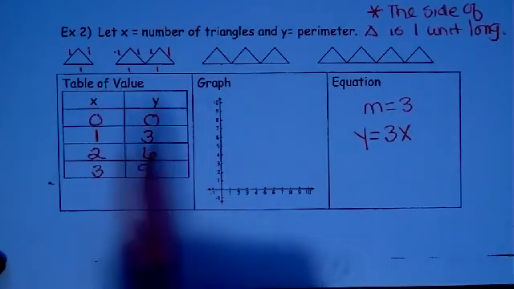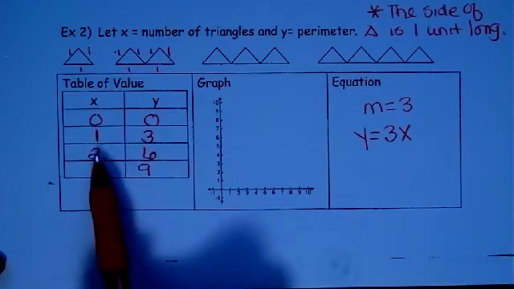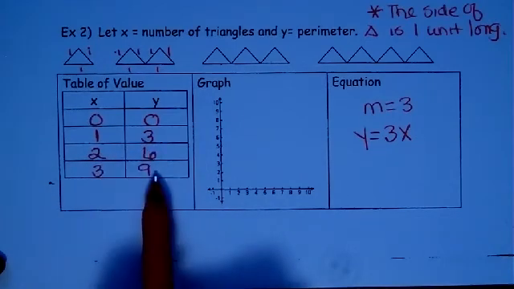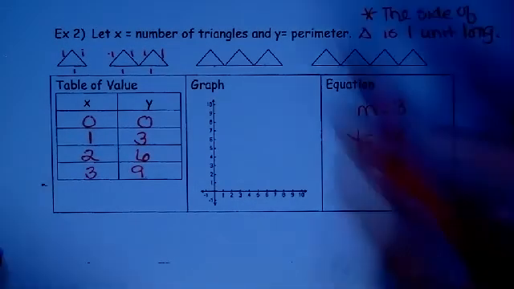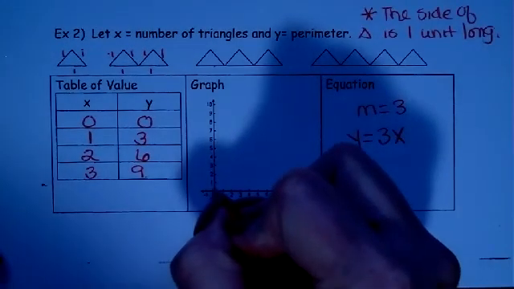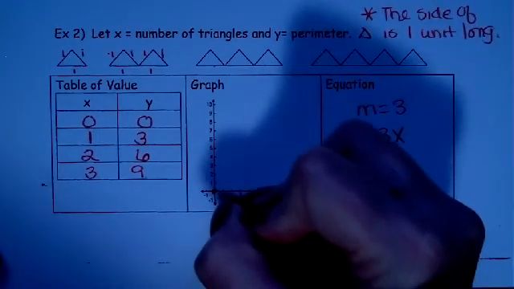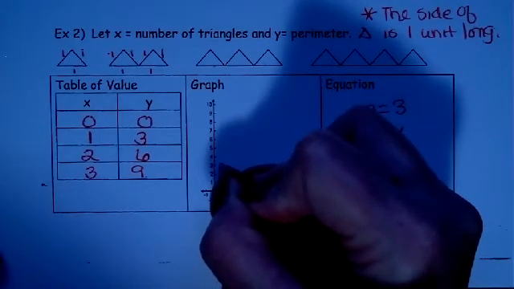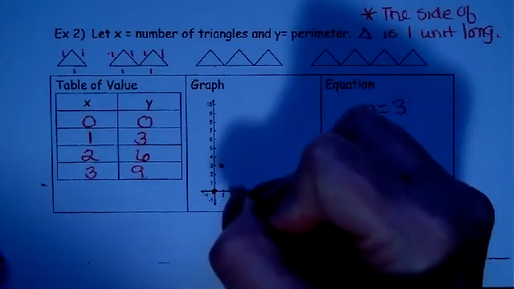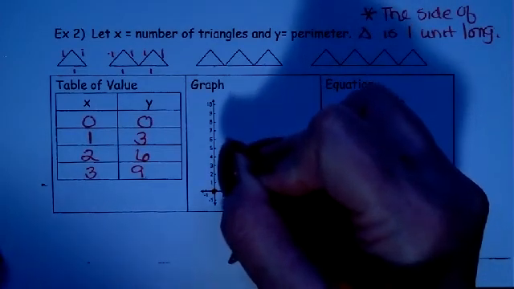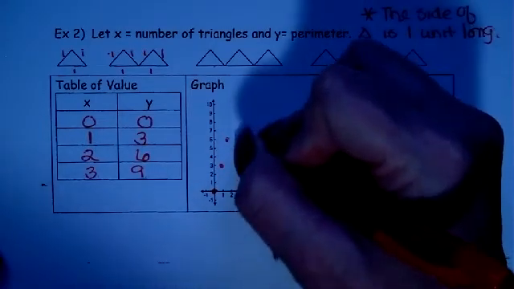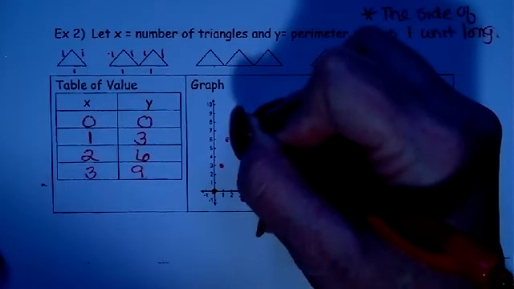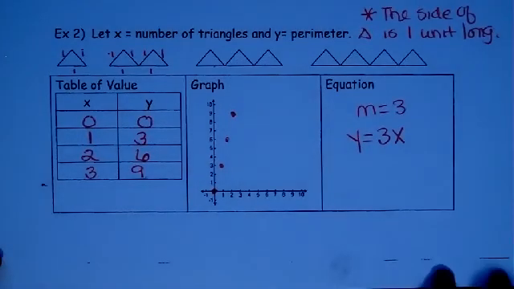Multiplying by 3 each time. 1 times 3 is 3. 2 times 3 is 6. 3 times 3 is 9. Now, let's graph right here. So we're going to have 0, 0. We're going to have 1, 3. We're going to have 2, 6. And we're going to have 3, 9 right here. Okay.